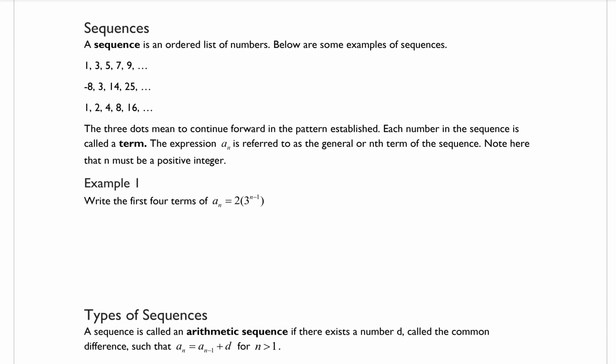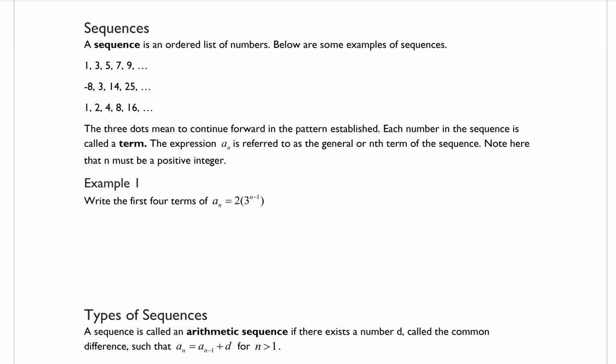Hi everyone, today we're going to be talking about sequences. Now, a sequence is an ordered list of numbers, and below we have some examples. The 3 dots mean to continue forward in the pattern established. Each number in the sequence is called a term.